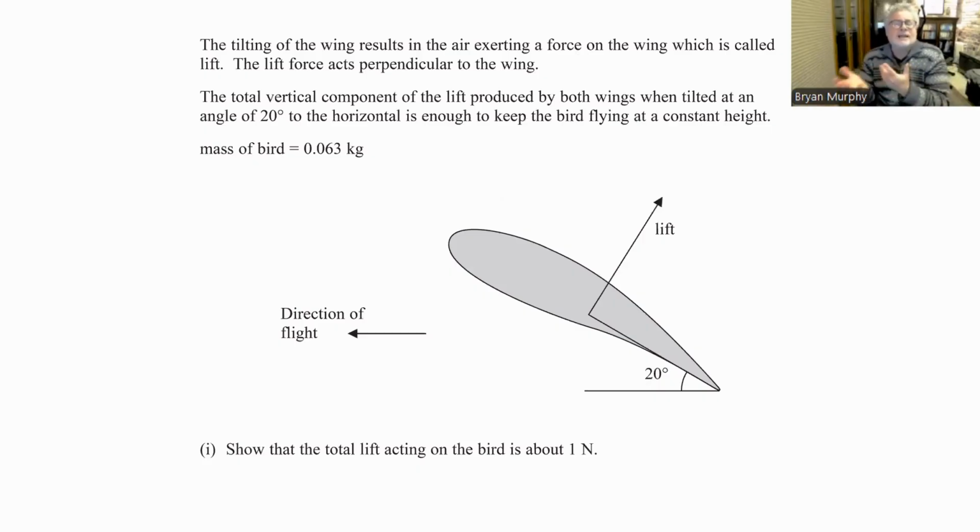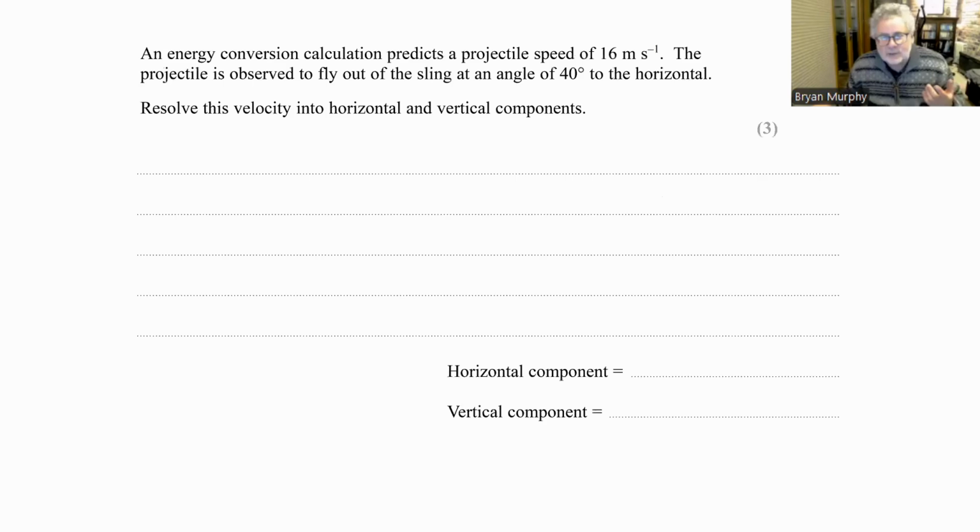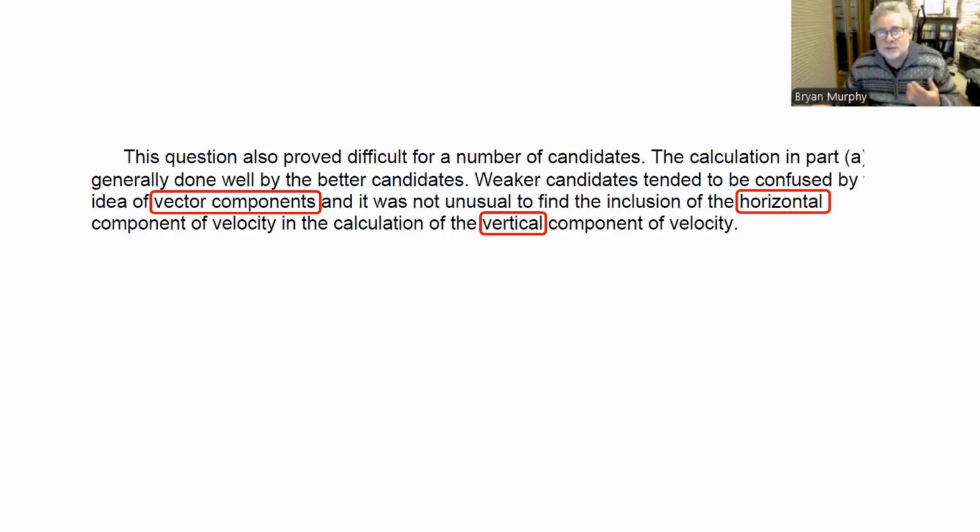If you have something like this, which exerts a force on the wing of a bird, apparently, you know full well that you're going to have to use some trig and draw some triangles. Again, if you see the word resolve, if you see the word velocity, or any other vector quantity, you know that you're going to have to use some trig.